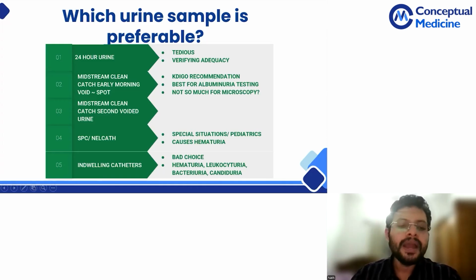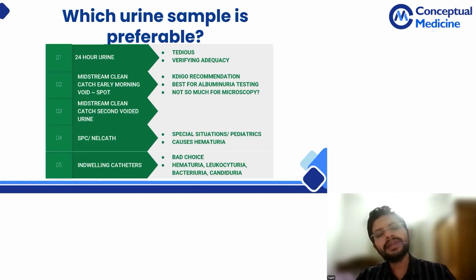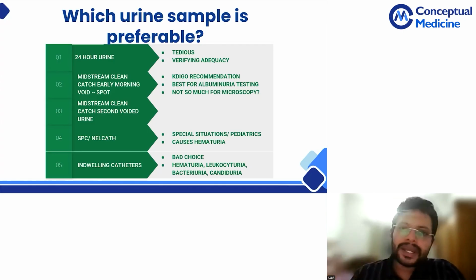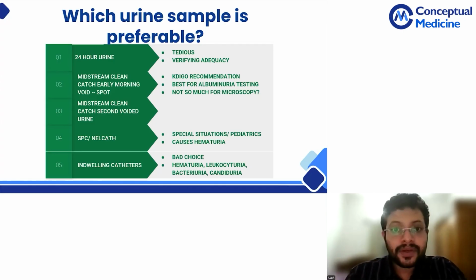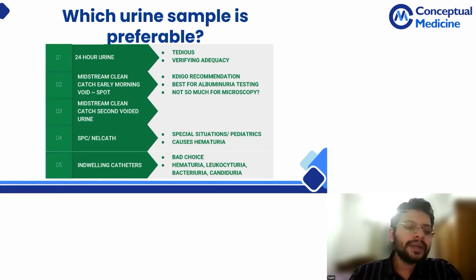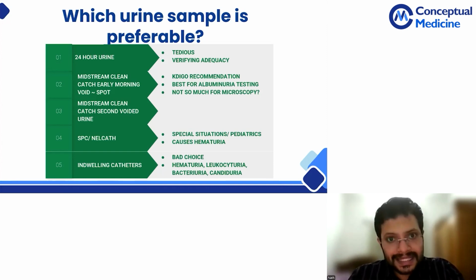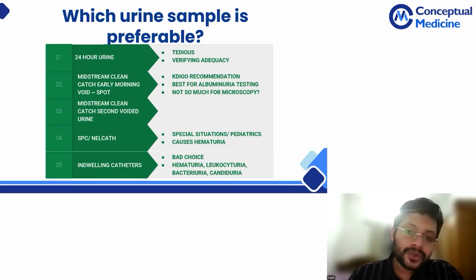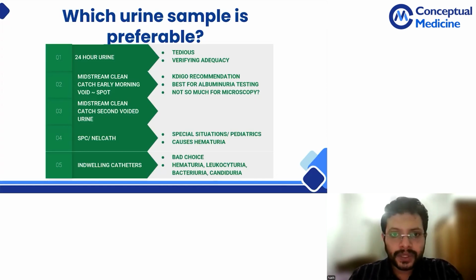Okay. And when you talk about SPC and Nelcat, you're talking essentially about pediatric patients. When children are there, it is difficult to ask them to void and get a sample. We're talking about very small children, right? Toddlers and infants or newborns. It's sometimes difficult to get a sample from them. You don't know when they are going to void. So either you can have a bag sample, or a Nelcat sample or a suprapubic catheter sample. But the problem is it is invasive and it can cause hematuria and you can find RBCs in the urine.